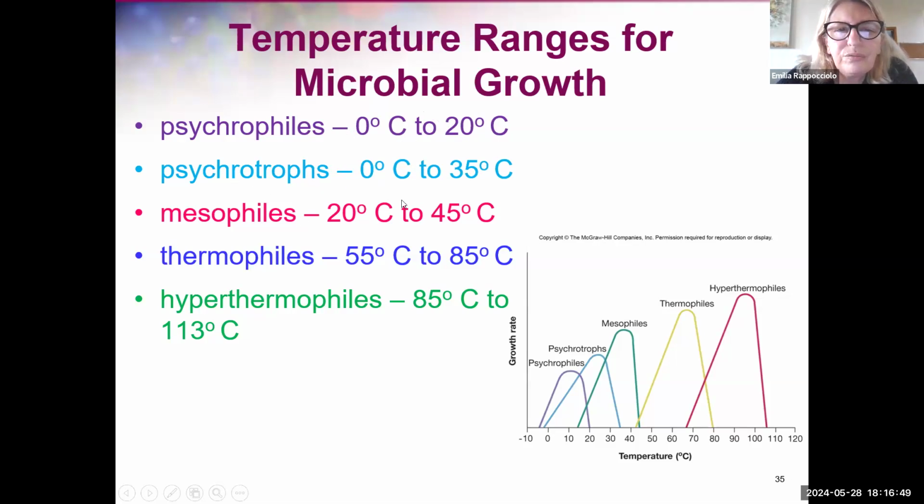Then you have mesophiles, 20 to 45, 37 is around the optimum temperature. Thermophiles, they like hotter, 55 to 85. Below 55, they don't grow. It's like you put them in the refrigerator. If you put them at 40 degrees, it's too cold, yeah? And then you have the hyperthermophiles. These ones, they need very high temperature to start growing. So above 85, 70, 80.